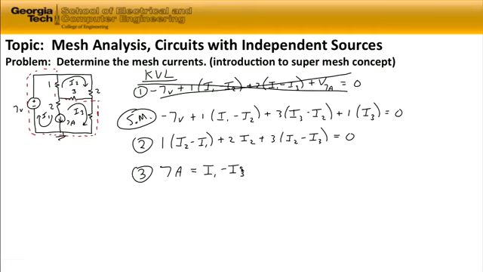So that gives us 3 independent equations: the one for the supermesh, the one for loop 2, and a constraining equation, which I called equation 3. It's really not loop 3. It's really kind of a constraining equation which relates that current source with the loop currents. So we have 3 equations and 3 unknowns. If we solve for I1, I2, and I3, we get I1 equal to 9 amps, I2 equal to 2.5 amps, and I3 equal to 2 amps.